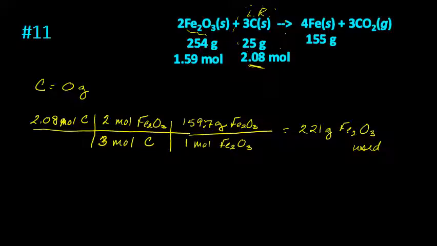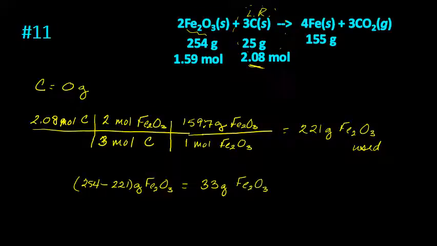So how much is left over? You simply take 254 minus 221 grams of Fe2O3, and you end up with 33 grams of Fe2O3. And our sig figs are correct, because when you subtract two numbers, you want your answer to have the same number of decimal places. And since there's no decimal places in either one of those, there's no decimal place in your final answer. We're done with the problem.